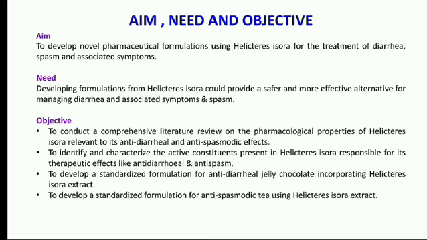Our aim is to develop a formulation using Helicteres isora to treat diarrhea and spasm and associated symptoms. And the need is to develop a safer and more effective alternative for managing diarrhea and spasm. The objective is to identify and characterize active constituents present in Helicteres isora, which are responsible for therapeutic effects like antidiarrheal and antispasmodic. Also to develop a standardized formulation, antidiarrheal jelly chocolate incorporating Helicteres isora extract, and to develop a standardized formulation, antispasmodic tea using Helicteres isora extract.